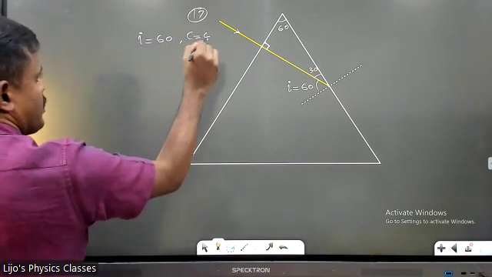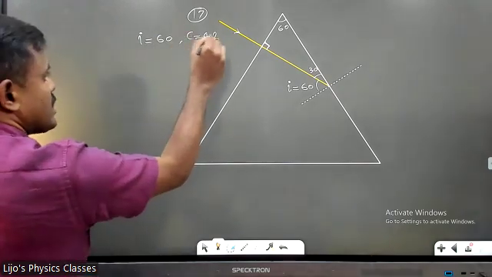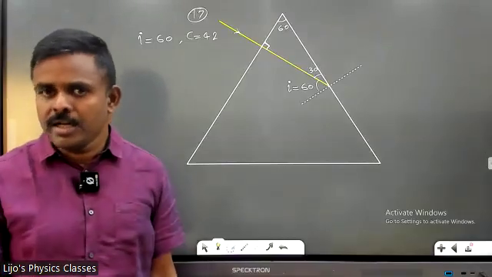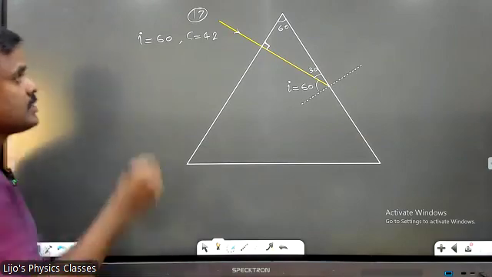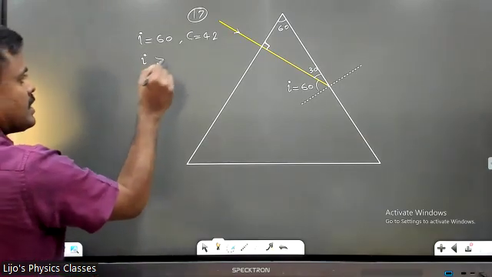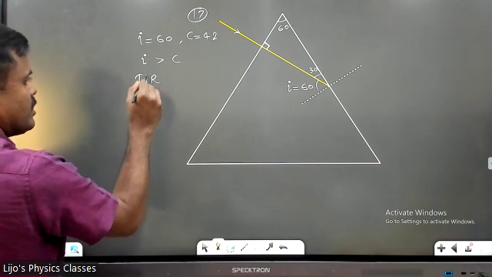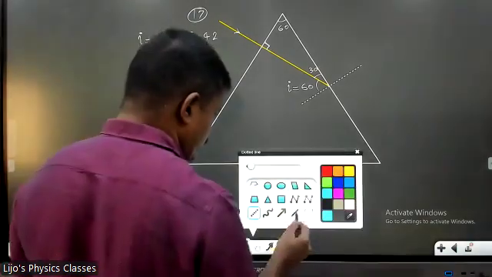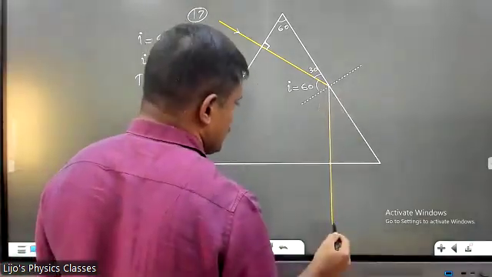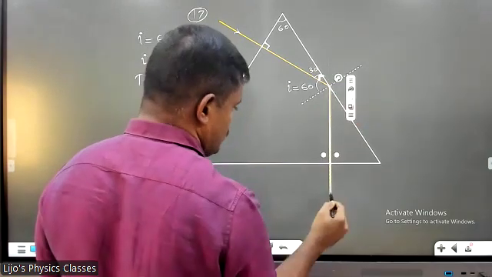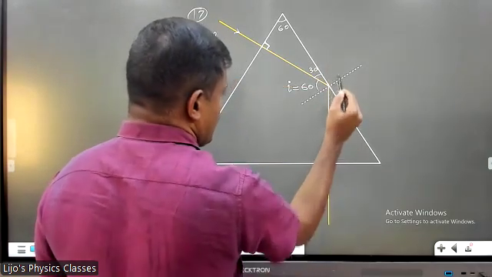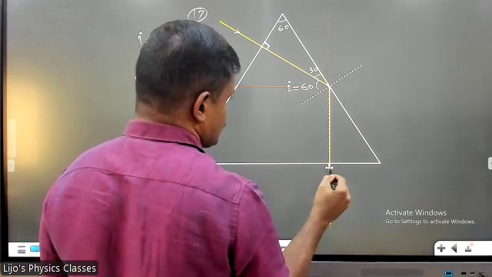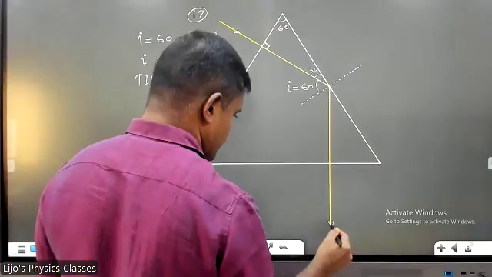Critical angle is not given, so for glass take it as 42. Generally for glass 42. There can be special glasses for which it can be 40 as well. So angle of incidence is greater than the critical angle. You know that TIR would happen. The ray would go straight downwards. It is my intuition, but still I'll prove it mathematically. I just assume that it's going down, so let's see if my assumption was correct.